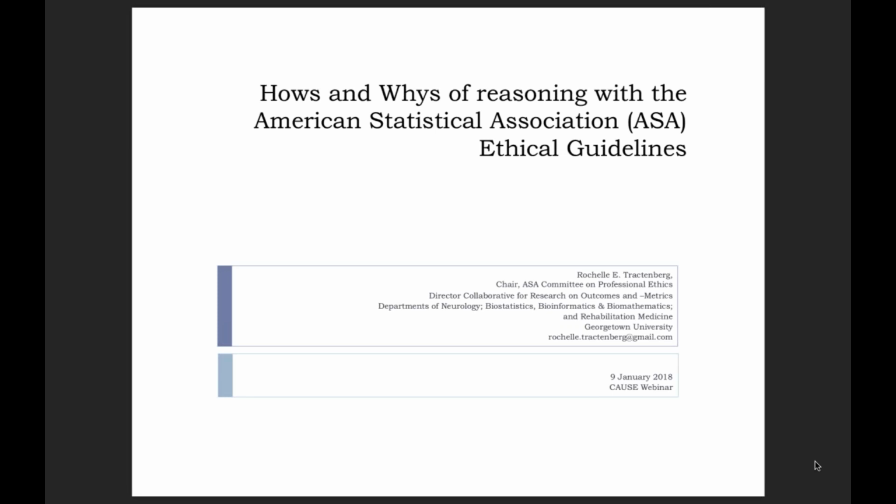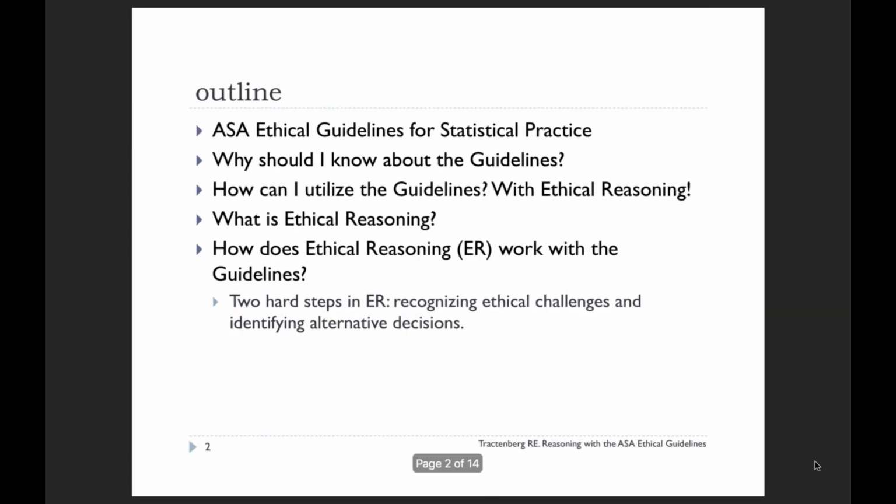So I am the current chair of the American Statistical Association Committee on Professional Ethics, and I started that January of this year. Prior to that, I was the vice chair of this committee, and I was the chair of the working group on the revisions of the guidelines. These revisions were approved by the board in May of 2016, and the prior revisions were in 1995. So they've been recently updated, modernized, and revised.